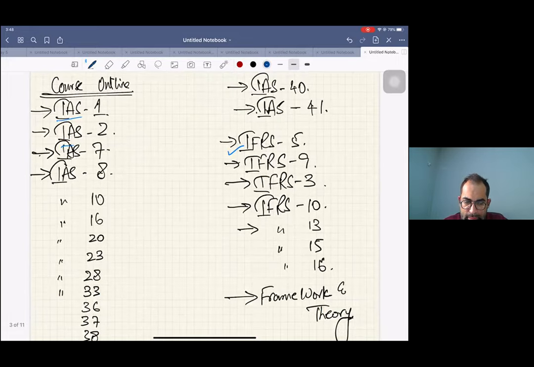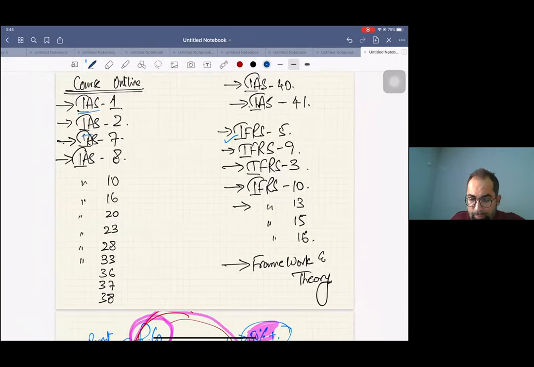These all IAS, IFRS are included in your course. See the screen, please. IAS 1, IAS 2 inventory, IAS 7, IAS 8: changes in accounting policies, changes in accounting estimates, prior period errors. Then IAS 10, events after the reporting period. This you have already done in your F3. But don't worry, we'll do it here as well.